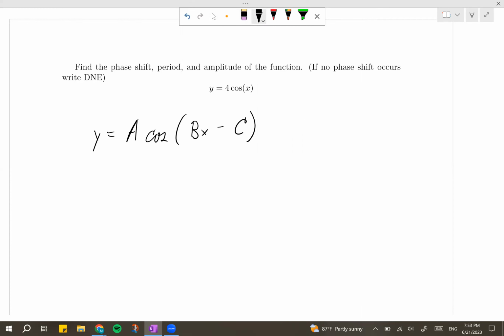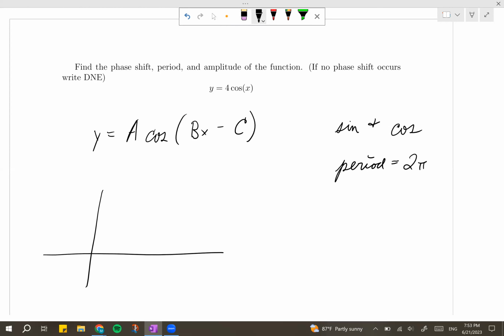All right, so just looking at this, normally for sine and cosine, the period is 2 pi. What that means is that that's how long it takes for a sine graph to get back to where you were at the very beginning. And after this, it just looks like it's an exact copy of what we had here. Right? This is called a period. Normally, this is 2 pi. And for cosine, it looks like this. Okay, this is cosine, this is sine. All right.